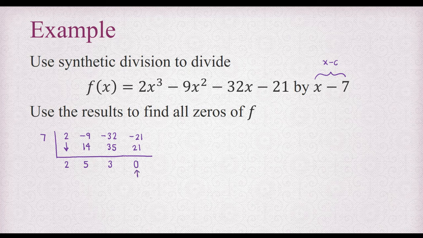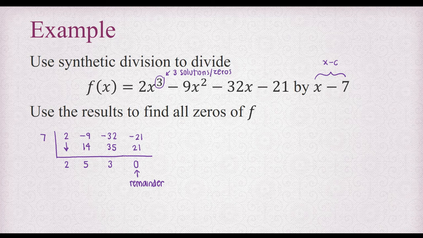Notice that this last number here is always the remainder. And so based off of this definition that we just talked about, I want a remainder of 0. So that means that x minus 7 is going to be a factor. The fact that we're talking about an x to the third tells us that we should be finding 3 different zeros or 3 different solutions. So we should have 3 solutions.